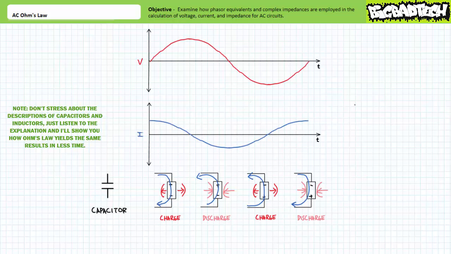Given this cyclical charge and discharge process, it could be said that current through a capacitor would always lead the voltage across it by 90 degrees. It also can be rightly said that voltage lags current by 90 degrees, although I prefer the prior observation. Current through a capacitor always leads voltage across it by 90 degrees.